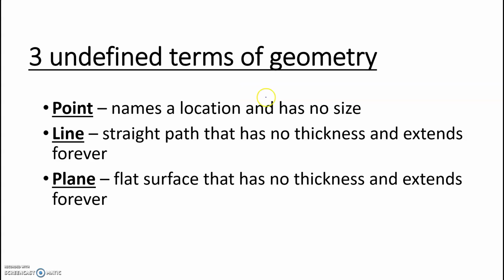All right, so your three undefined terms of geometry, we got points, lines, and planes. Again, a point names a location, but it has no shape or size. A line is a straight path that has no thickness and extends forever in both directions. Sorry, I forgot to draw one for point. And a plane is a flat surface that has no thickness and extends forever in all directions. Usually you see it drawn kind of like a parallelogram, but understand it continues on in all directions.